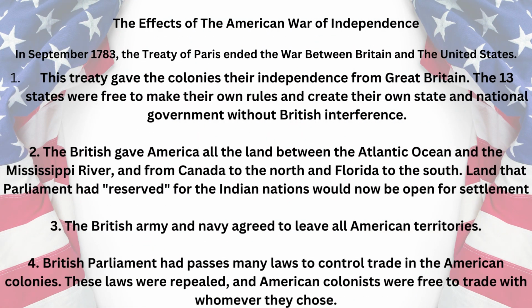The effects of the American War of Independence. 1. In September 1783, the Treaty of Paris ended the war between Britain and the United States. This treaty gave the colonies their independence from Great Britain. The 13 states were free to make their own rules and create their own state and national government without British interference. 2. The British gave America all the land between the Atlantic Ocean and the Mississippi River, and from Canada to the north and Florida to the south.